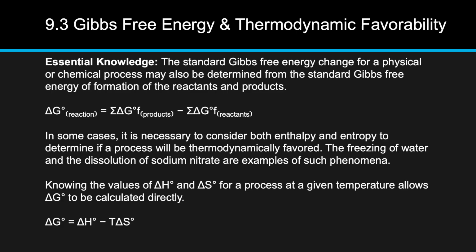And then another way to solve for delta G is by using the enthalpy, the temperature, and the entropy of a system. And that is using the bottom equation there, delta G equals delta H minus T times delta S.